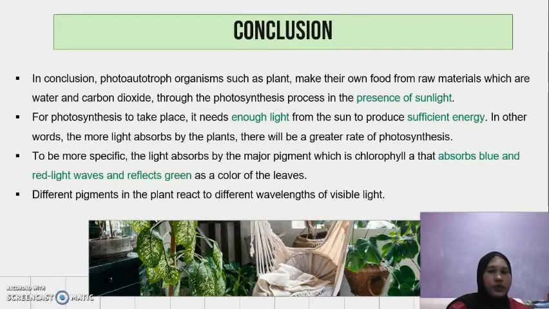In conclusion, photoautotroph organisms such as plants make their own food from water and carbon dioxide through the photosynthesis process in the presence of sunlight. For photosynthesis to take place, it needs enough light to produce sufficient energy. In other words, the more light absorbed by the plant, the greater the rate of photosynthesis. To be more specific, the light is absorbed by the main pigment, which is chlorophyll A, that absorbs blue and red light waves and reflects green as the color of the leaves. Different pigments will react to different wavelengths of visible light.